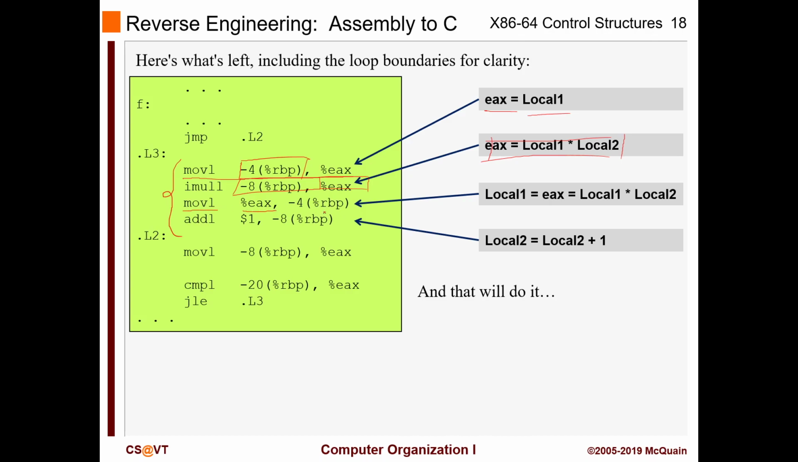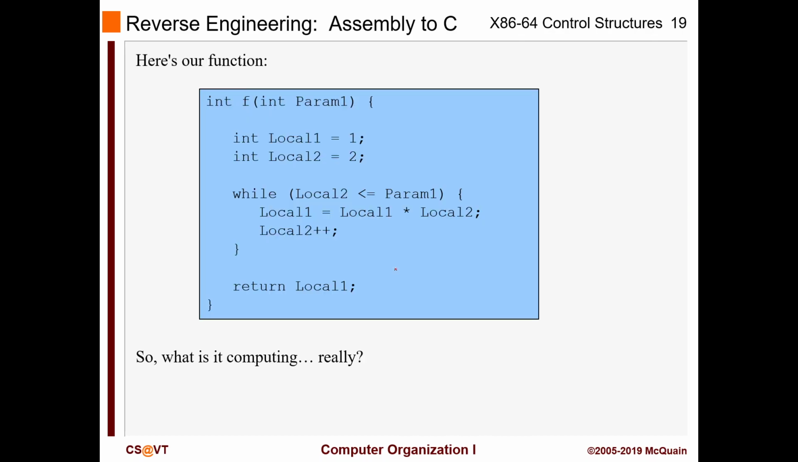Then we are taking the answer of it and putting it into local 1. And then we are doing an addition to local 2, so local 2 is going to be incremented. So from this we have the body of the while loop, which is pretty straightforward, and with that we actually covered the whole assembly code. So this is what the assembly code looks like in C.